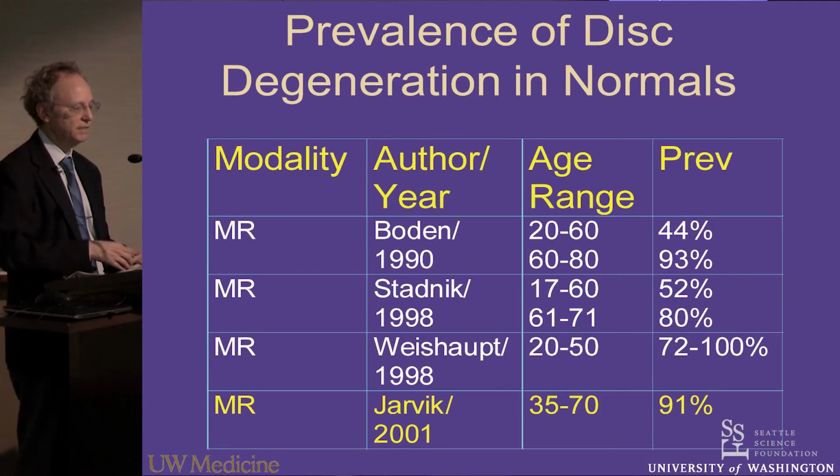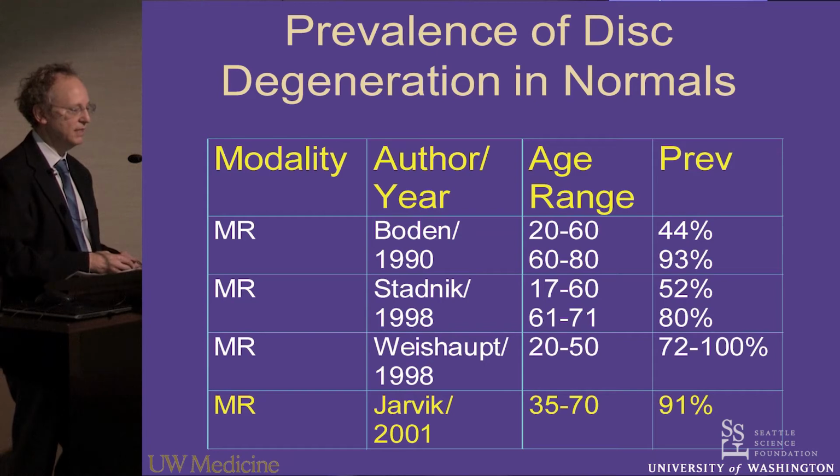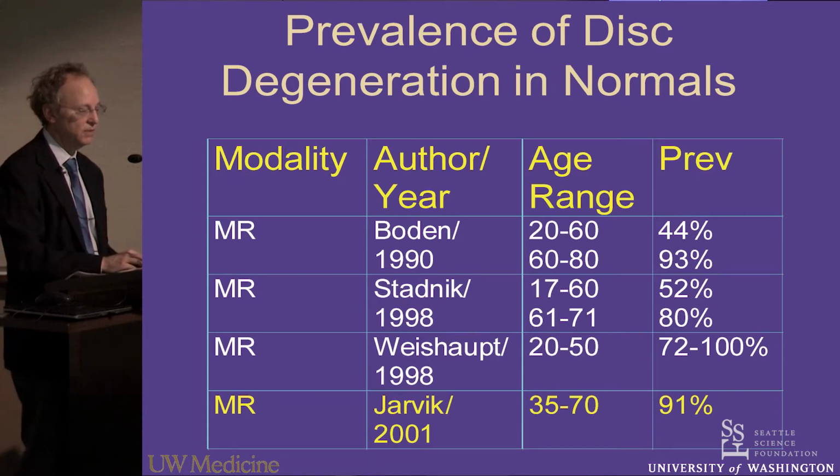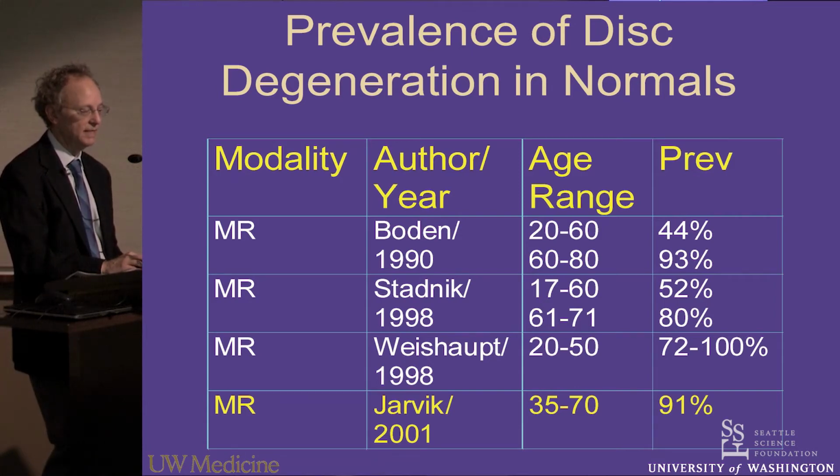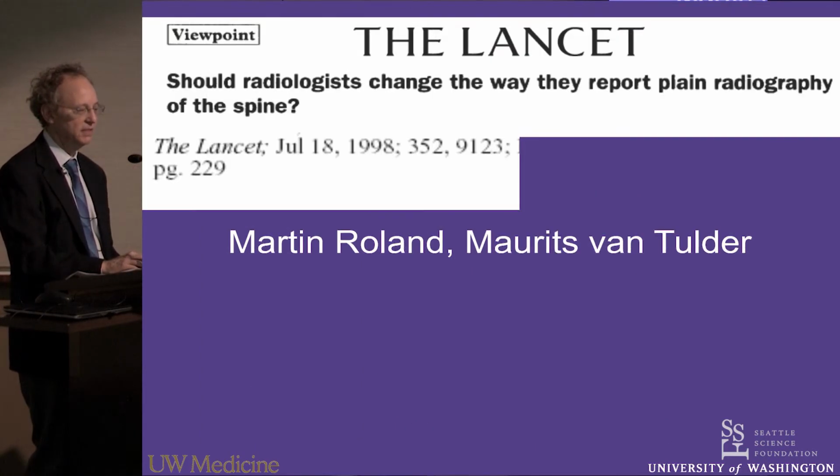So if you look at the prevalence of degeneration broadly defined in people who don't have back pain, you can see that it's quite high, half or even 3/4 to maybe even more, depending on what age group you're looking at of your cohort. So another way of looking at this is that if you don't have disc degeneration, you're distinctly abnormal once you reach a certain age.